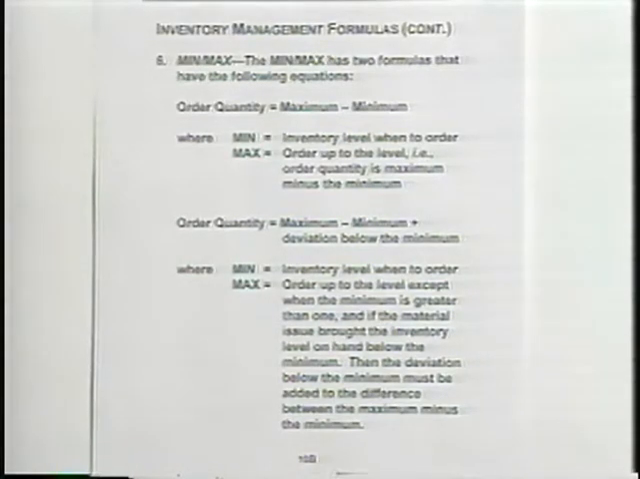And if you see the data under the min-max, which follows the formula, the min is equal to the inventory level when to order, and the max is equal to order up to the level except when the minimum is greater than 1, and if the material issue brought the inventory level on hand below the minimum, then that deviation below the min is added to the max minus the min quantity.